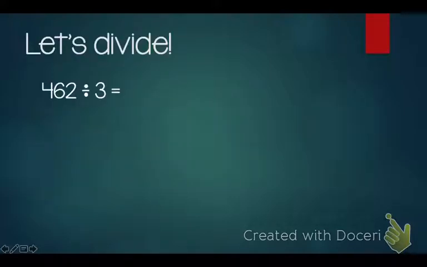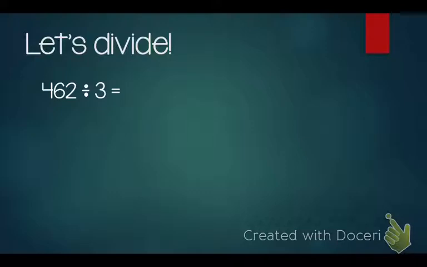Here we have 462 divided by 3. Now, we really want to understand what is going on with this operation. What does it mean to divide? Well, think about it this way. Let's say you had 462 pennies. And you wanted to take those pennies and divide them into 3 piles, which means you wanted to split them into 3 piles. In order to figure out how many pennies are in each pile, we would use division.